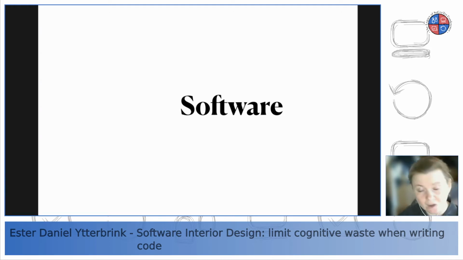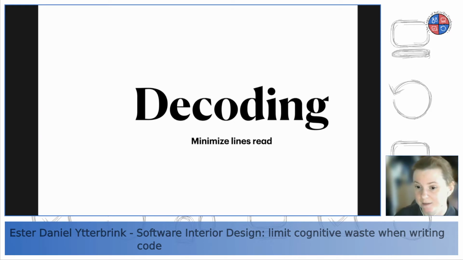Firstly, I divided this into 3 areas: decoding, deciding, and social. So we will start with the decoding. Minimize lines read is my short version of limiting cognitive waste when decoding. And we can do this in a lot of ways.